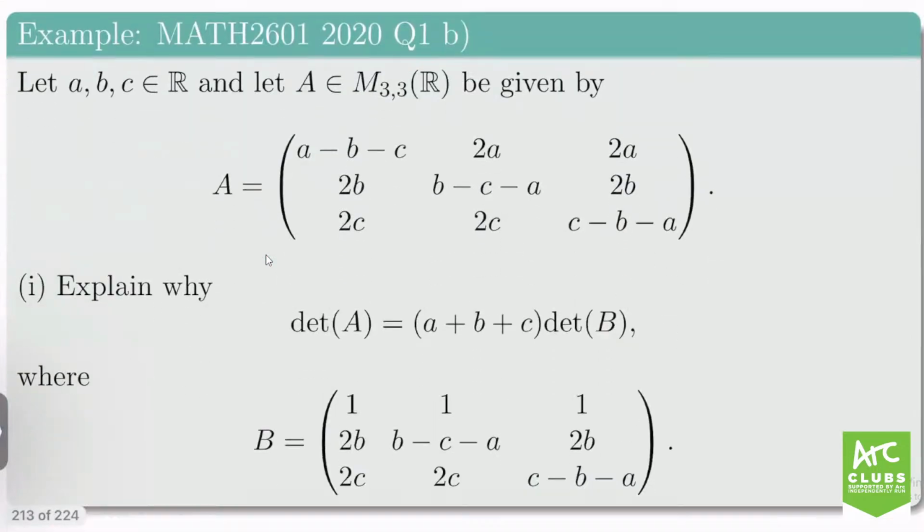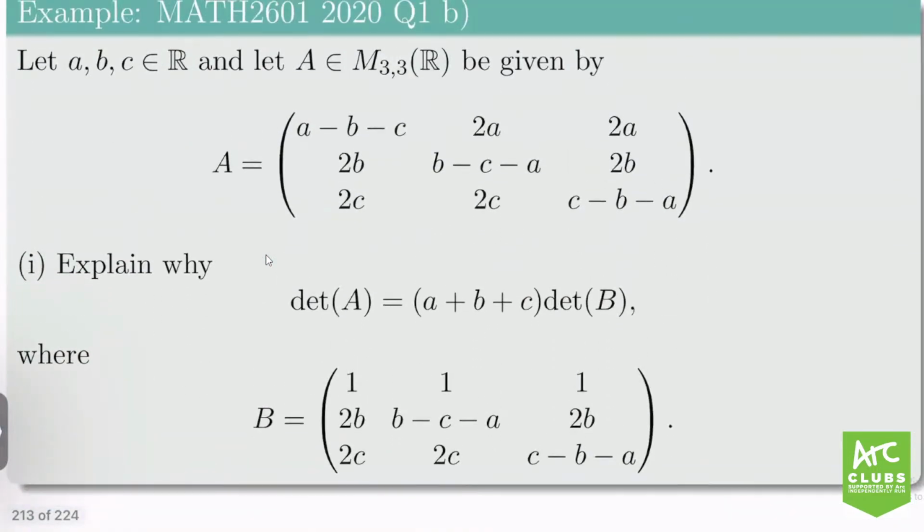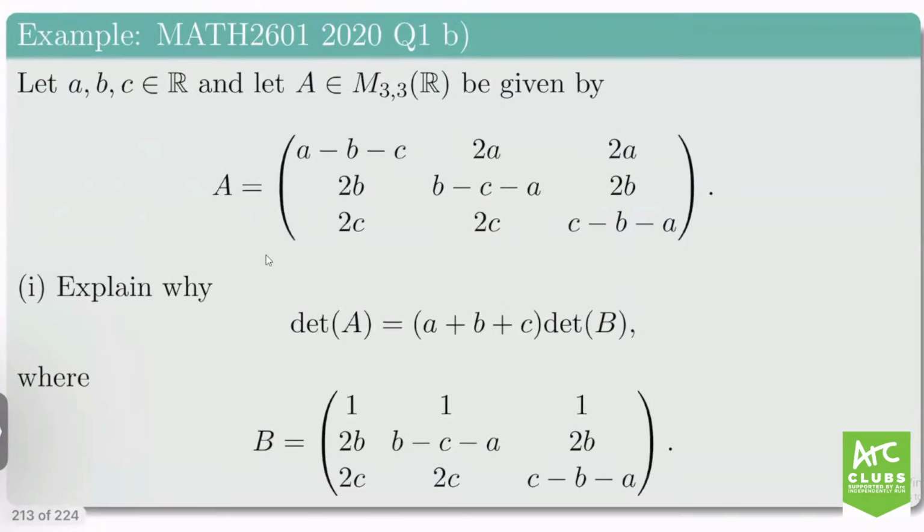All right, so we'll look at an example here to see these properties in action. Let A, B, C be real numbers, and let A be a 3 by 3 matrix given by this. Explain why the determinant of A equals A plus B plus C, times the determinant of B, where B equals this.